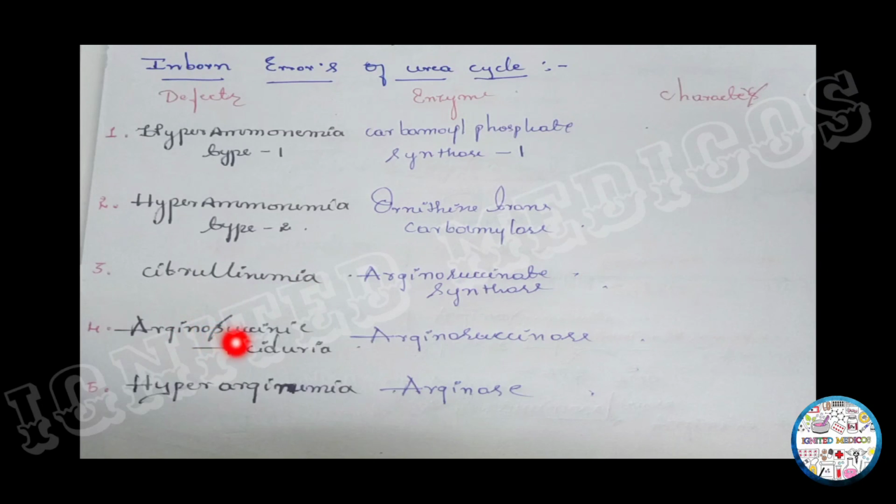Next is arginosuccinic aciduria. This is due to the deficiency of arginosuccinase, so arginosuccinate is not converted into arginine. Arginosuccinate concentration increases in the blood as well as the urine. And the last is hyperargininemia. It is due to the deficiency of the arginase enzyme, and it increases arginine concentration in the blood. This is very easy to remember.